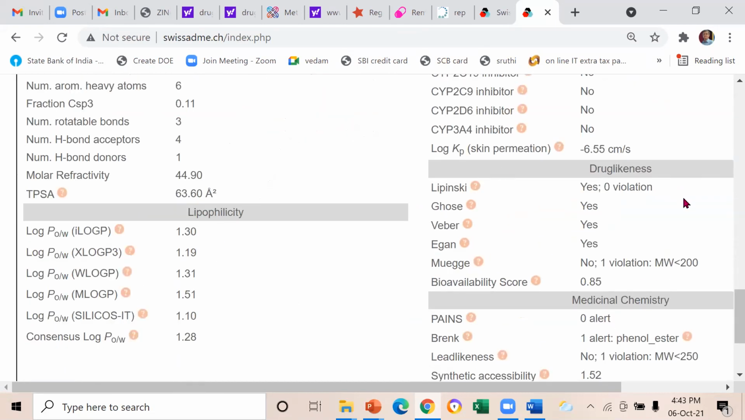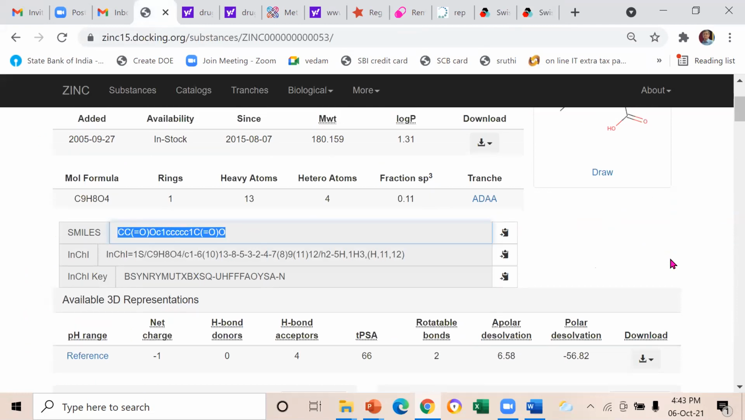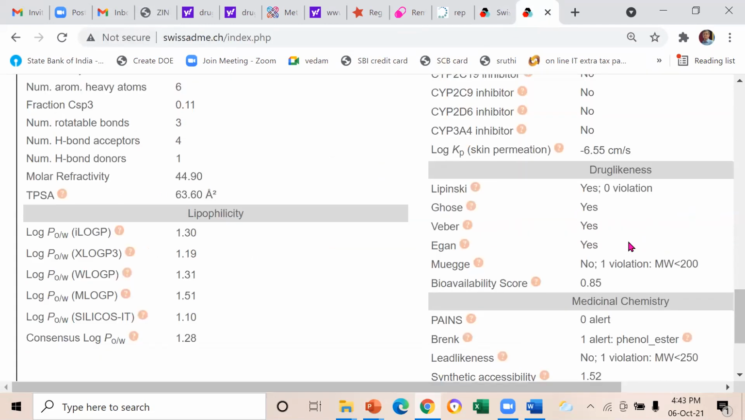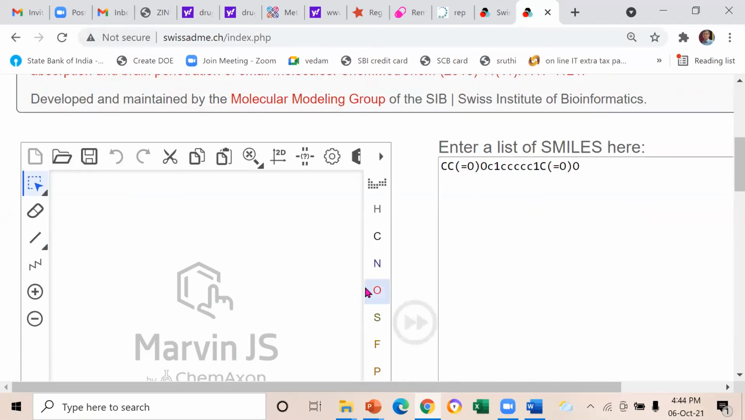And then many rules are there. Yeah, we will talk about these rules. I will talk about the SMILES notation, these two things. So Swiss ADME is a very useful software for us to do many things. And you can even draw structures. And as a chemist, you may be wanting to synthesize new structures, right?